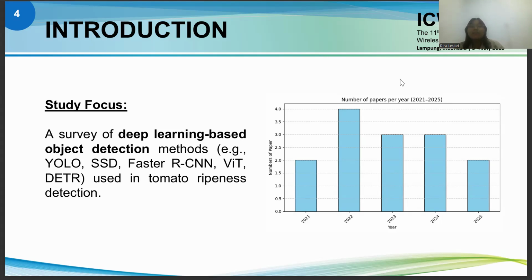And this is the number of papers per year in a range time of 5 years. We study the papers have a peak in 2022.